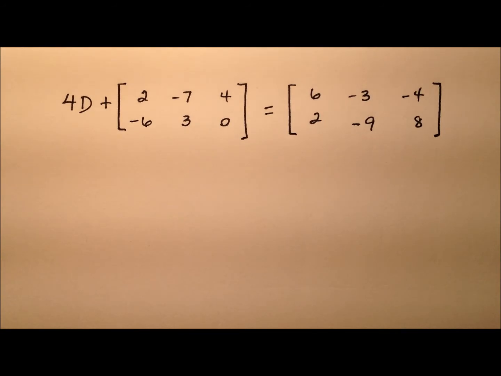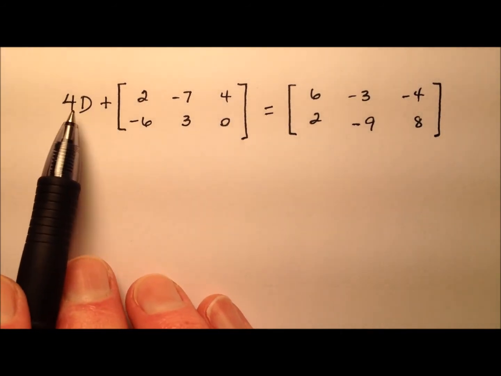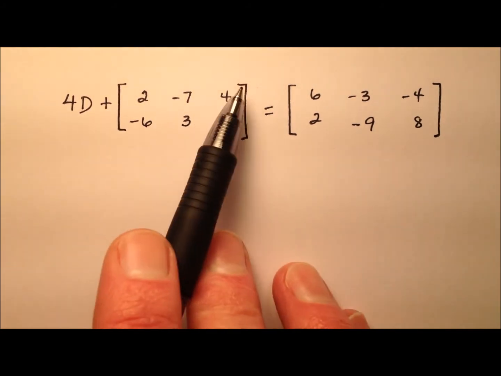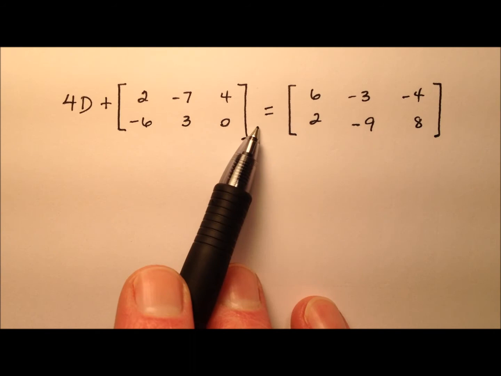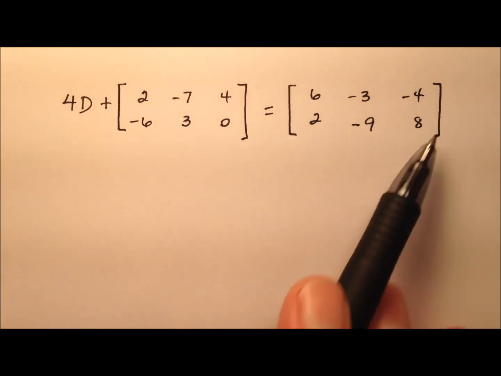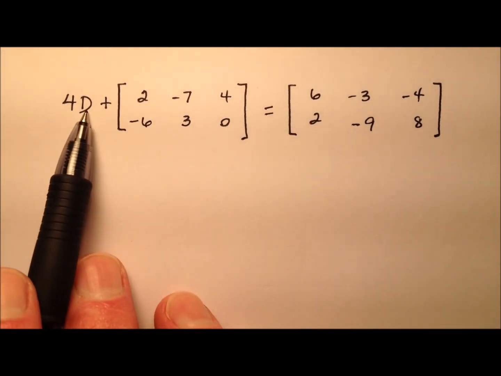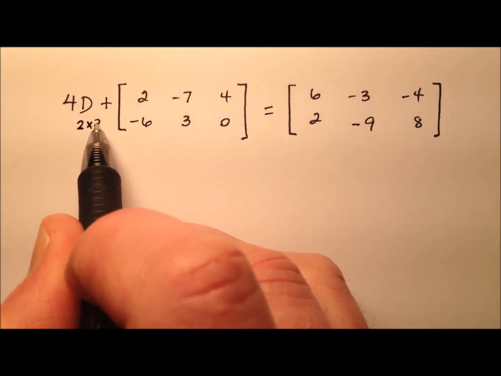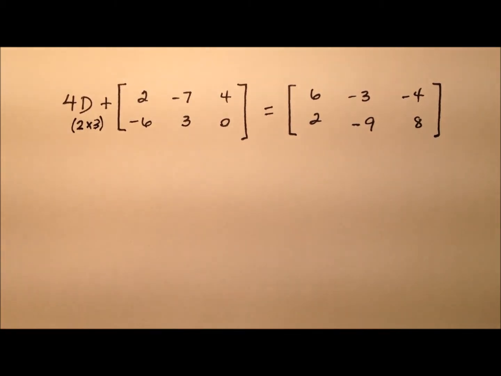In this example, it looks like we have ourselves a nice matrix equation. We have 4 times D, which is a matrix, and to that we're going to add this 2 by 3 matrix, and at the end we're going to have this 2 by 3 matrix. So that means that the dimensions of D must be 2 by 3 in order to ensure that this works out.